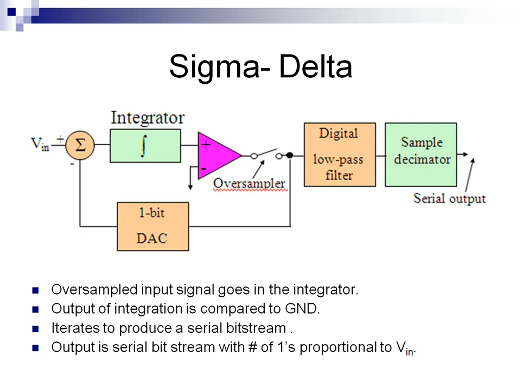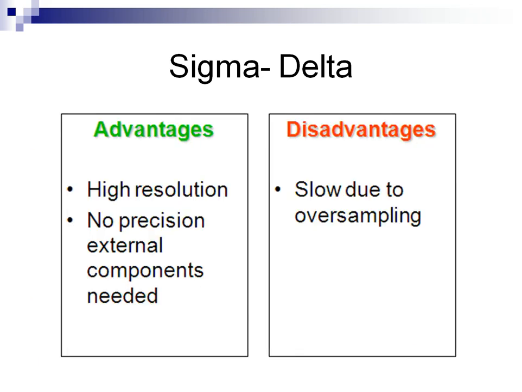So a lot of the more current types of processors that have A to D in them will have this type of converter inside them, mainly because it's a lot cheaper to make than any of the other types. The advantages are its high resolution, and no precision external components are required. But the disadvantage shown here is that it's slow due to oversampling, because the more sampling that it does, the more it hones in on the actual value. It doesn't just do a single sample, it has to continuously sample in order to hone in on a more accurate value. Or perhaps better stated, the more samplings you get, the better the accuracy becomes.